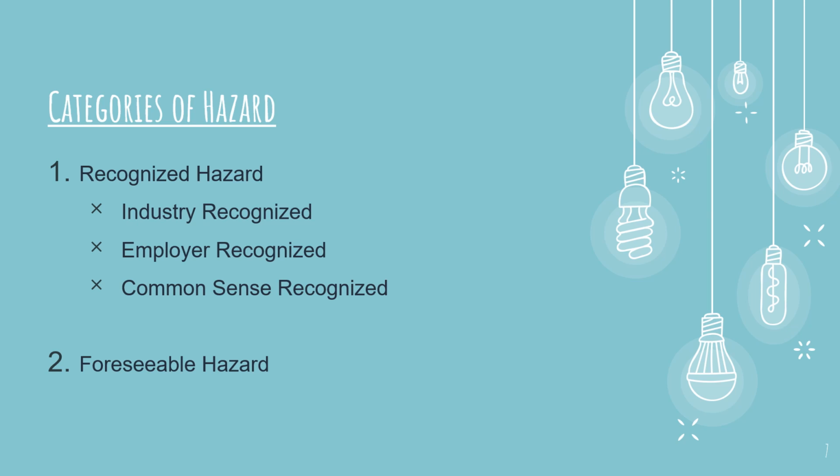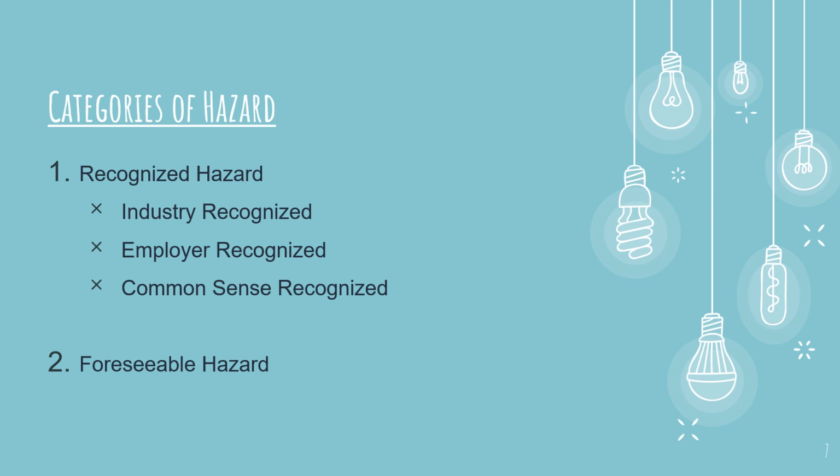Naranasan mo na tong hazard na to. So you can recognize it. And when we say recognized hazard, nakikita natin siya sa mga industry, sa mga employer, and the common sense general work of people involved in a certain business or company. Another category we have is foreseeable. So when we say foreseeable, you can predict what will happen, what are the harm that may happen in this hazard. Na-predict mo na yung mangyayari sa foreseeable hazard.